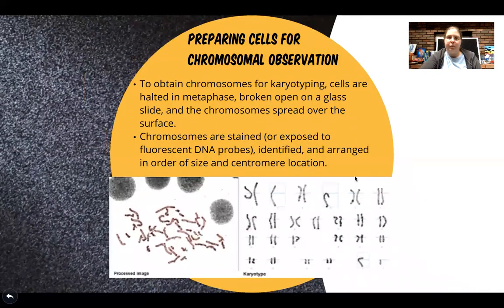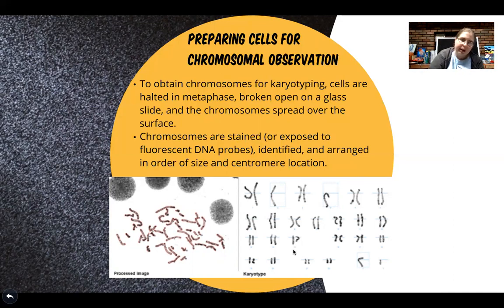Preparing cells for chromosomal observation. So to obtain chromosomes for karyotypes, cells are halted in metaphase, broken open on a glass slide, and the chromosomes are spread over the surface of said slide. Chromosomes are stained or exposed to fluorescent DNA probes. This helps the geneticist identify them and arrange them in order of size and centromere location.